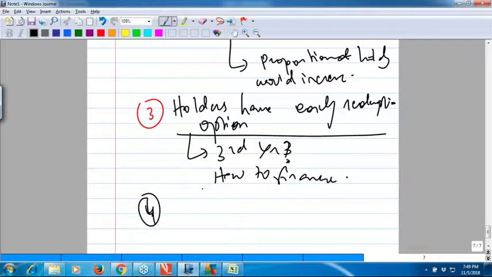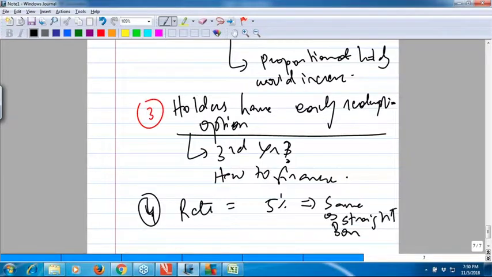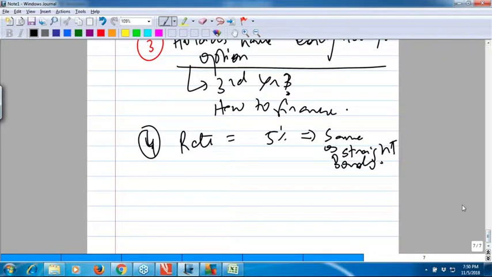Number four point is going to be the rate of interest. We are paying them 5%, which is the same as straight bonds. Now, what do we mean by the same as straight bonds? That is bonds without conversion option. So why are we paying them the same rate as bonds without conversion option? Because generally speaking, convertible bonds are cheaper. They don't cost as much as normal bonds.